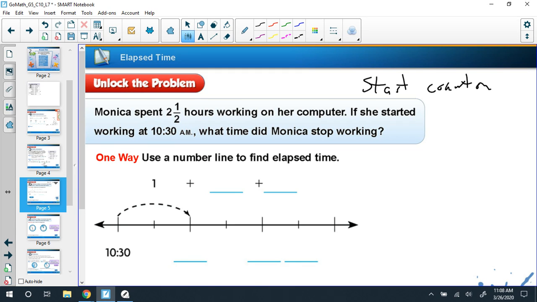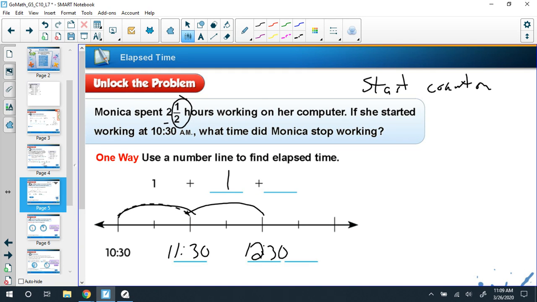So we're going to take a look at this one. We have 10:30. The first thing we're going to do is jump forward 1 hour, right? Because it says that she worked for 2 hours. We're going to jump forward a second hour. And so 10:30 plus 1 hour gives me 11:30, plus another hour means that it is now 12:30. And then I have to figure out 1/2 hour.